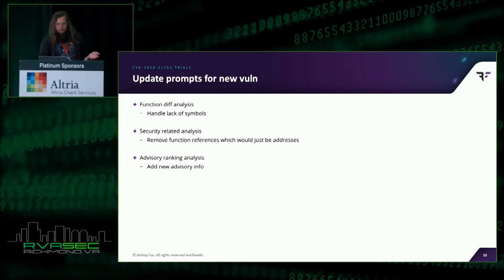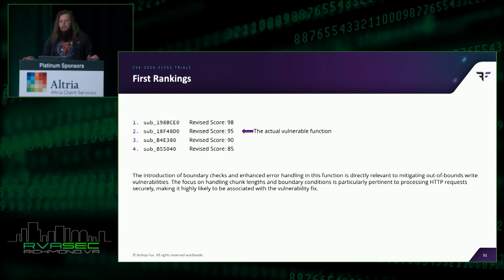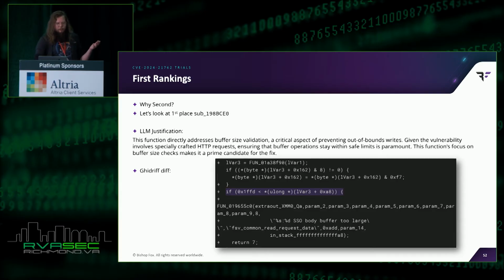But we ended up doing the binary diff. We went through and started changing the prompts to say, okay, you used to look at function names, don't do that, and updated the advisory. In our first time running with only changing the advisory information and not to look at symbols in our prompts, we got the actual real vulnerable function placed number 2. And that made me go, okay, but why number 2?